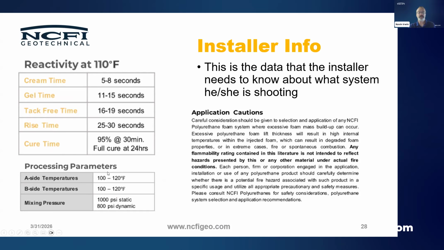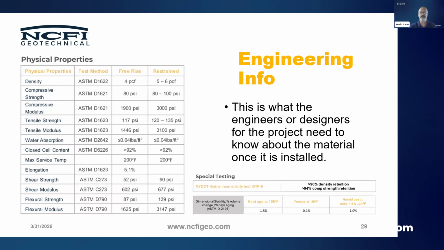Processing temperatures, so these are for the installers. A side temperature between 100 and 120, B side, and then notice that mixing pressure. I mentioned this earlier. 1,000 psi static pressure, but we don't want to see it dropping below 800 psi dynamic pressure, and that's when you're pulling the trigger. Application cautions, watch out for putting the foam in too thick, those kinds of things, but those are all things that you should be very intimately aware of.